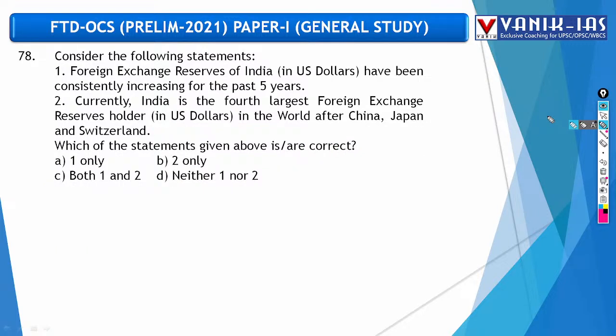Then consider the following statements. The foreign exchange reserve of India, in US dollars, has been consistently increasing for the past 5 years. Yes, it is right. Currently, India has the fourth largest foreign exchange reserves in US dollars, after China, Japan, and Switzerland. Yes, both the statements are correct.